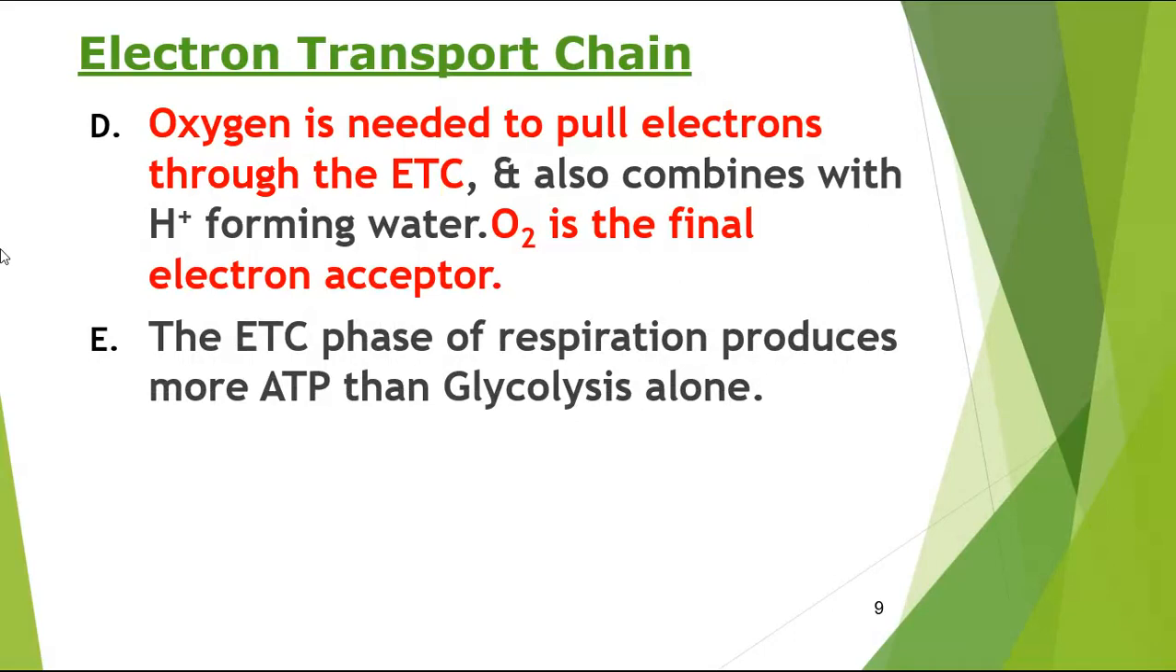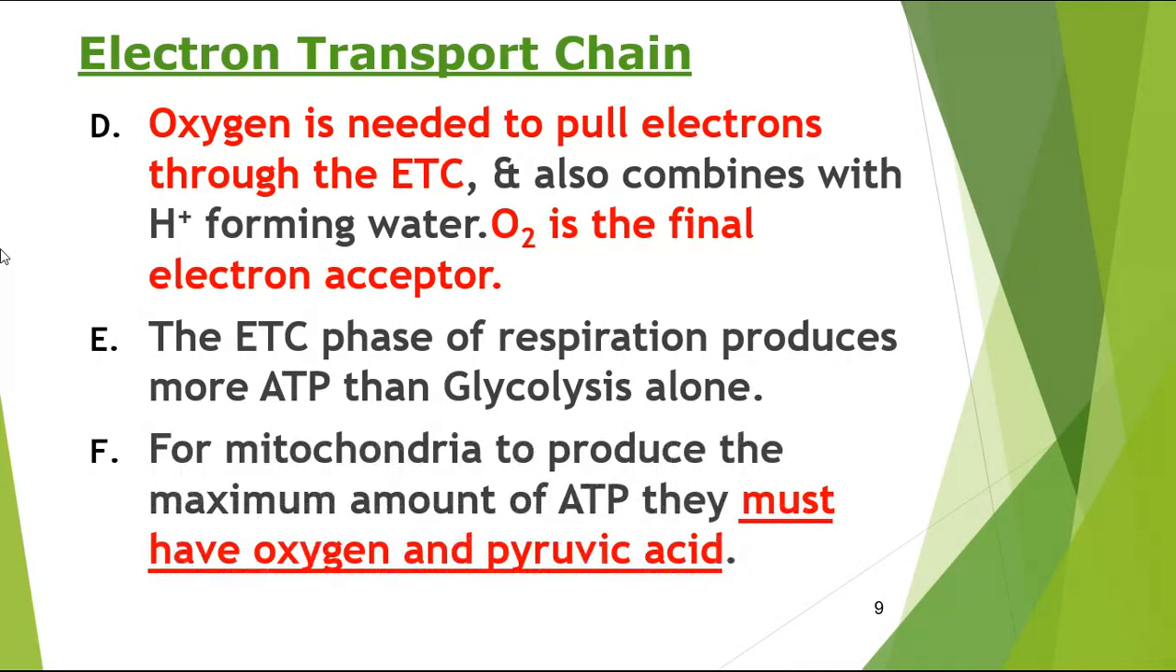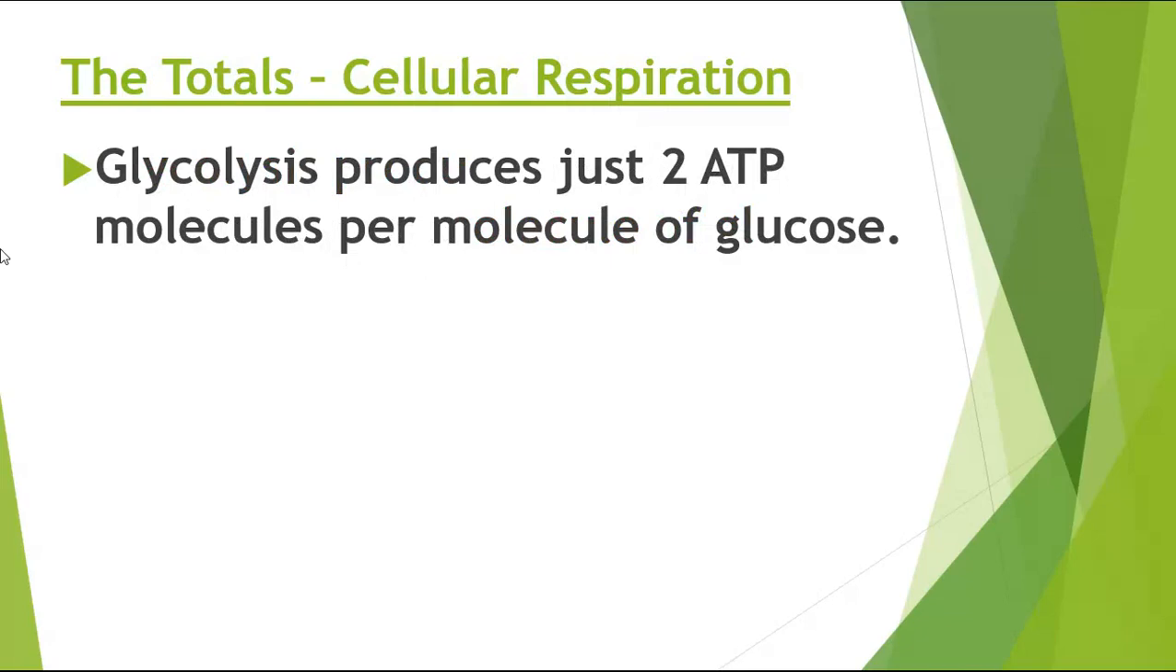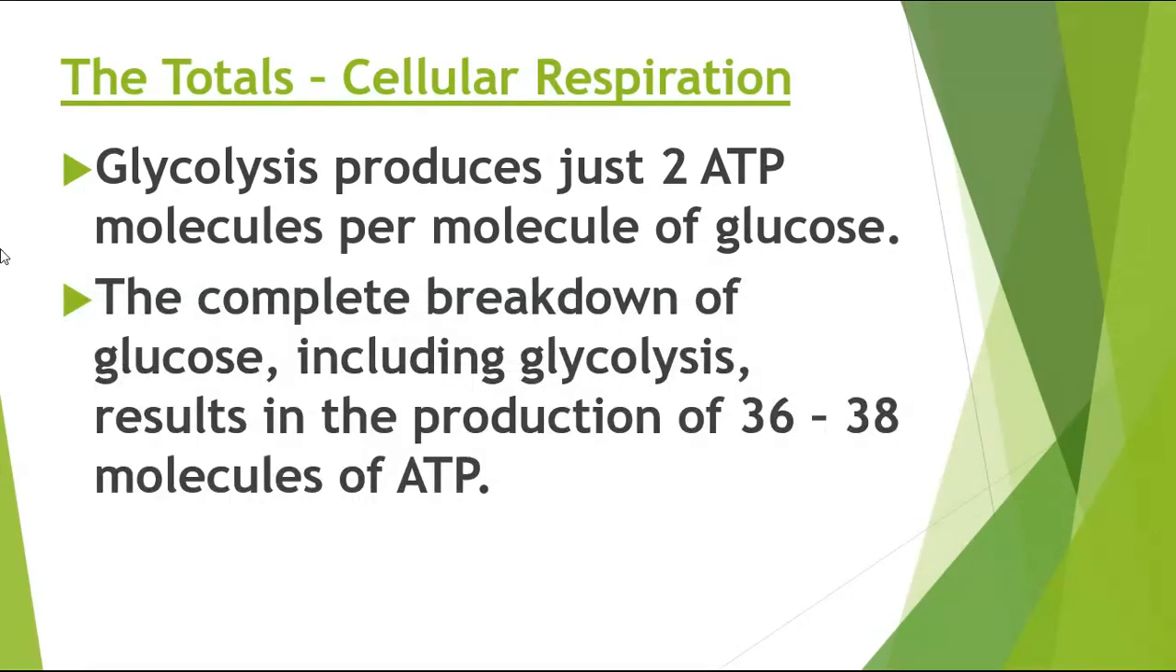The electron transport chain produces more ATP than glycolysis alone, and in order to produce maximum yield of ATP, you need to have oxygen and pyruvic acid. Glycolysis is only going to produce 2 ATP molecules per glucose. And through the entire process of cellular respiration, which includes glycolysis, Krebs cycle, and electron transport chain, you're going to get a yield of about 36 to 38 ATP.